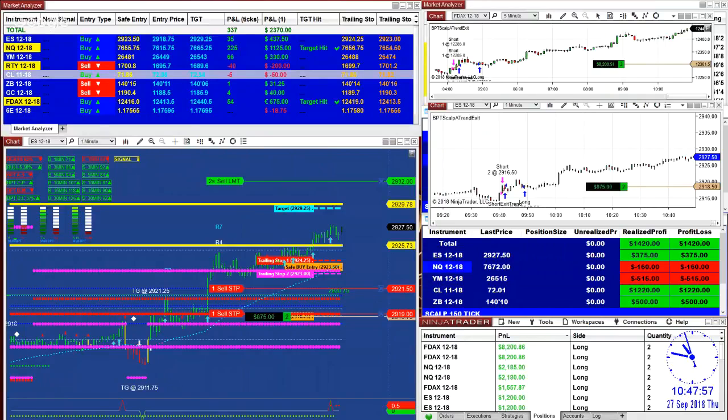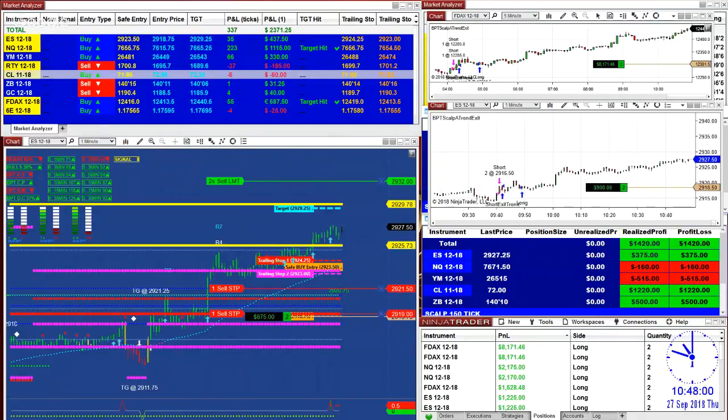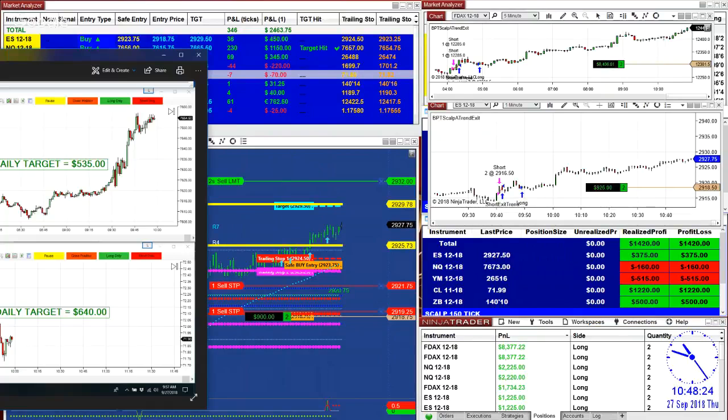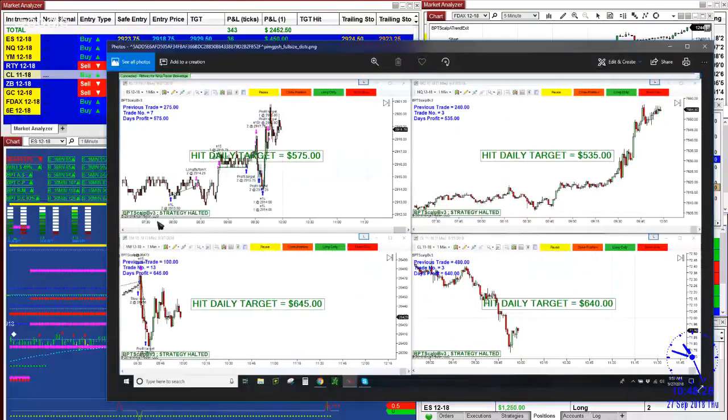Okay, we have one guy who did go on a live trade, and he nailed all four of them. This is very nice. I don't know when he started. It seems like he started around 9 o'clock. He hit live 575.